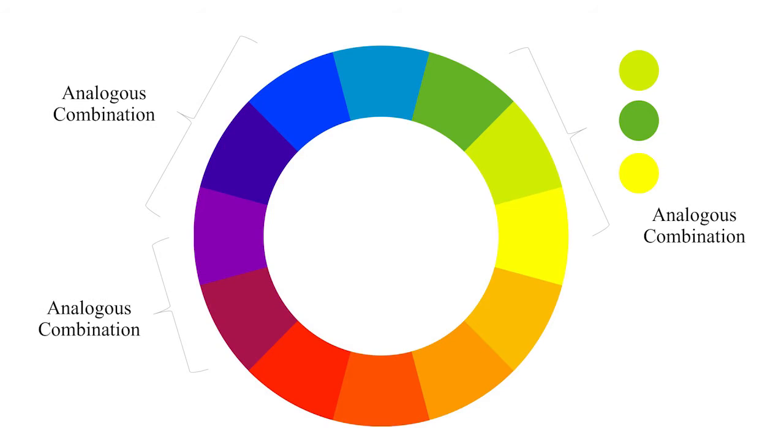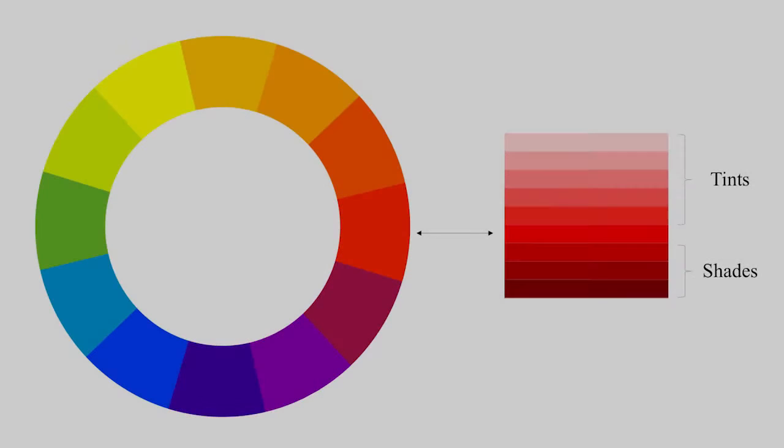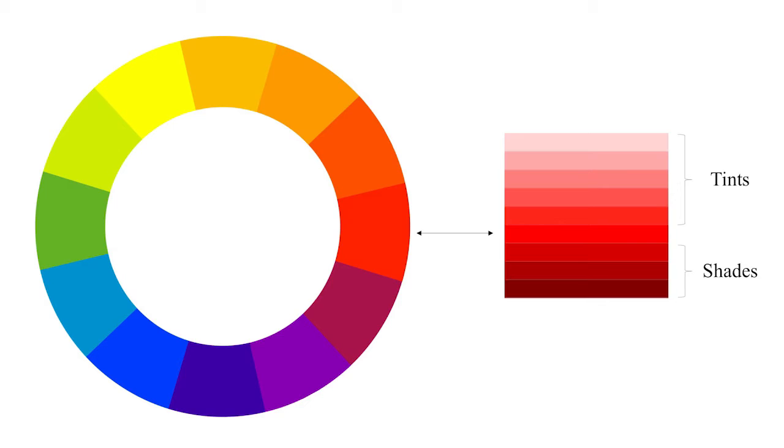Another way to combine colors is to choose 2 to 3 analogous colors, or colors that are next to one another on the wheel. They all share an undertone of the same color, creating a harmonious combination. Finally, instead of choosing complementary colors, you can choose a palette of shades or tints of the same color. A shade is made by adding black to a specific color, also called a hue, and a tint is made by adding white to a specific color.